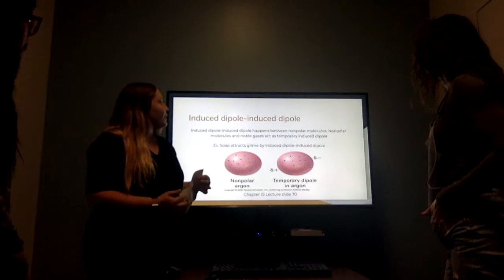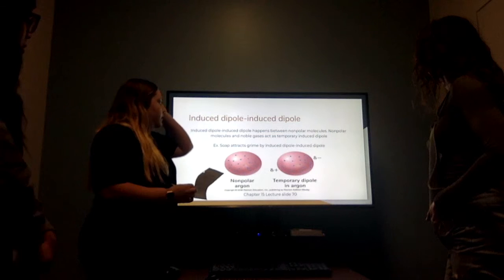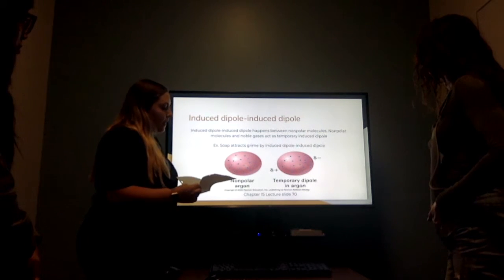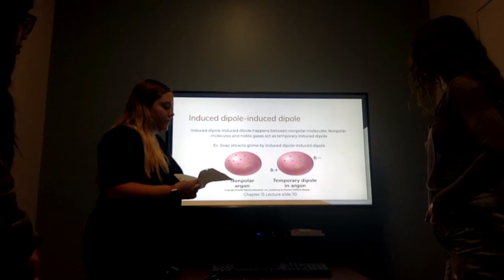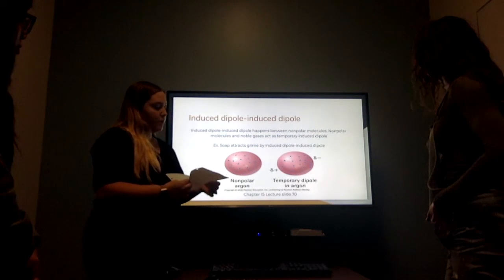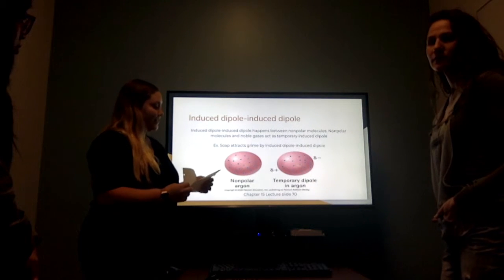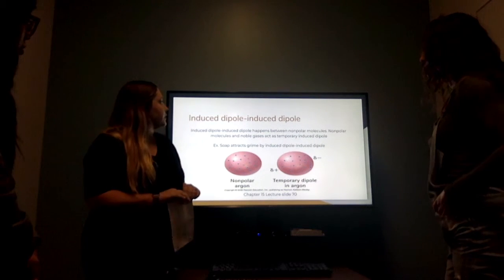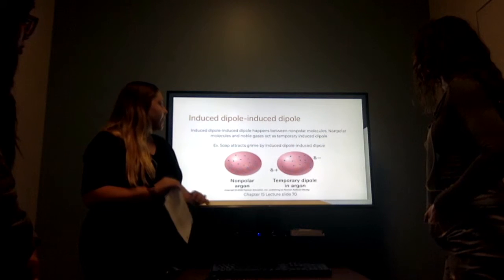An induced dipole happens between nonpolar molecules. Nonpolar molecules and noble gases act as a temporary induced dipole, and molecules that have induced dipoles may also induce neighboring molecules to have dipole moments, so that a large network of induced dipole interactions may exist. An example of an induced dipole is when soap attracts grime by induced dipole.